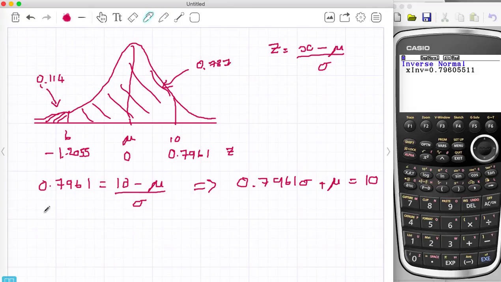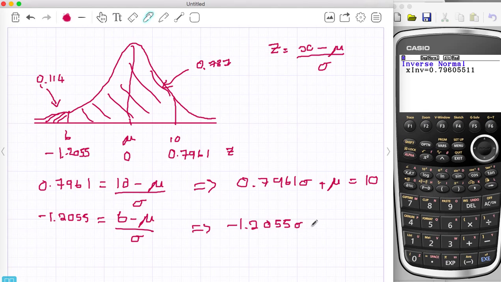Now I'm going to do exactly the same with the other one: minus 1.2055 equals 6 minus the mean, divided by the standard deviation. So this is negative 1.2055 sigmas plus the mean, the mu, and it equals 6. Now I've got it like this.